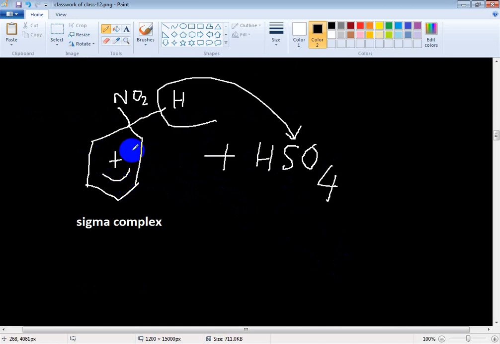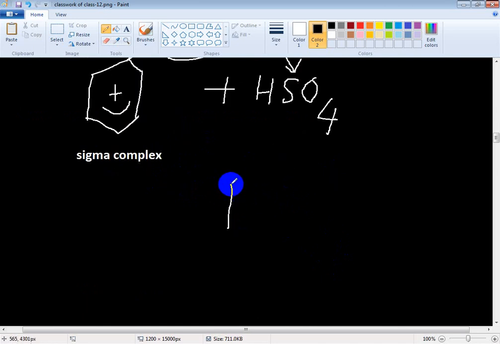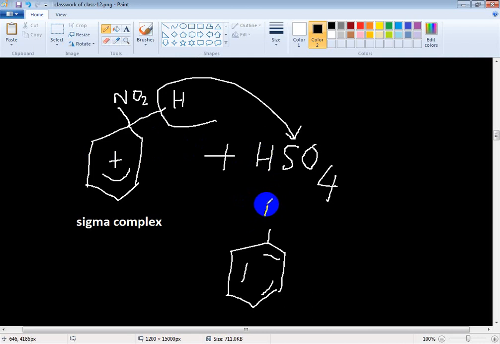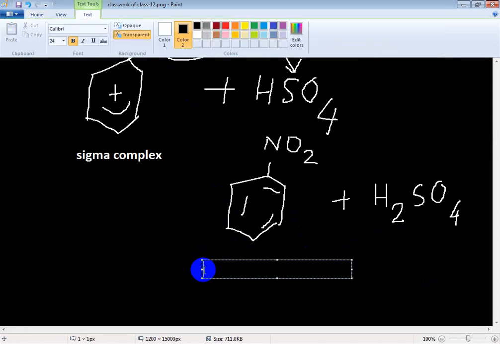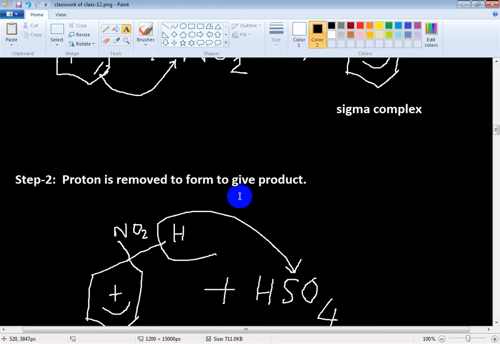And this sigma complex regains the aromatic properties. The three pi bonds are also regained, and the proton is removed, leaving the nitro group. This hydrogen and the nucleophile form H2SO4. Okay, the mechanism is finished, and the product is nitrobenzene. So this is the reaction mechanism.